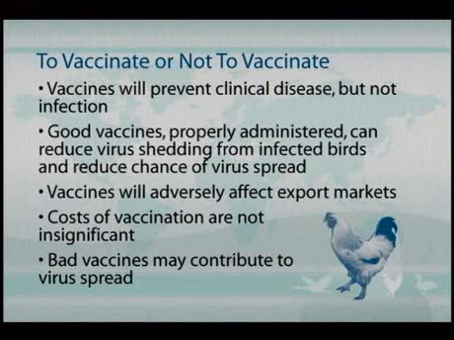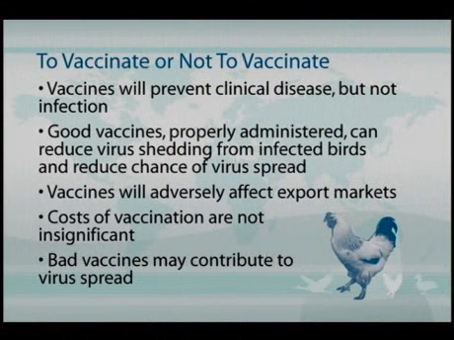Now, again, to vaccinate or not to vaccinate, what can vaccines do for you? Certainly, vaccines are very good at preventing clinical disease, but it's important to recognize that vaccines do not prevent infection. So the birds will appear to be normal, but may still be shedding virus. Good vaccines, if properly administered, can reduce virus shedding, sometimes to a great deal, from infected birds, and obviously that reduces the chance of the virus spreading to other flocks.